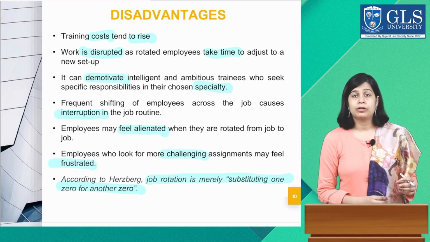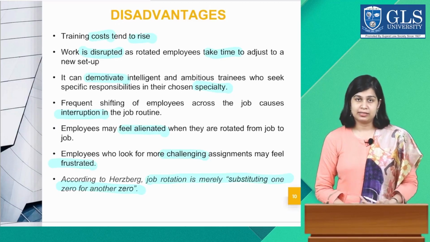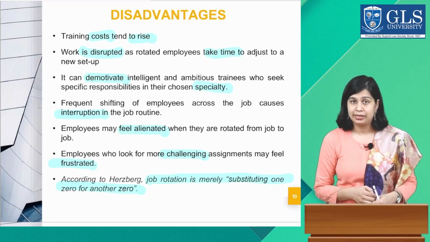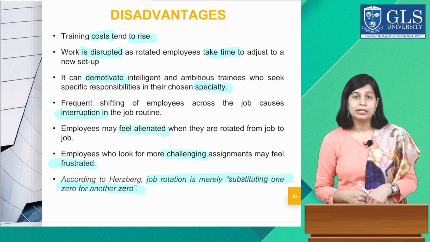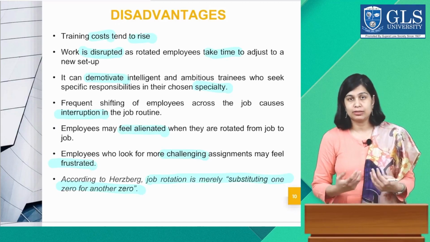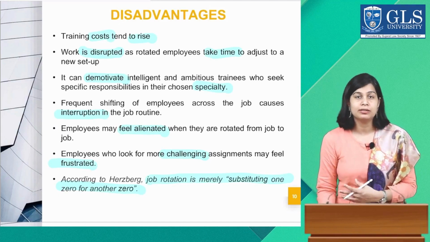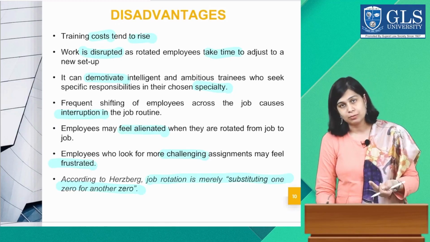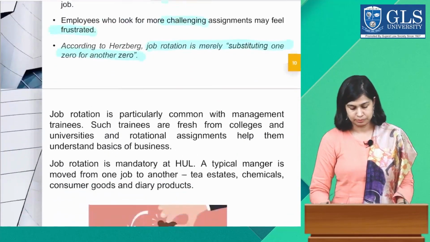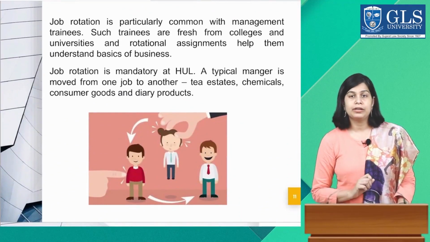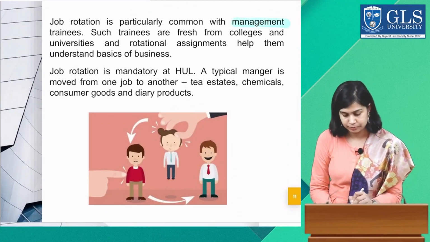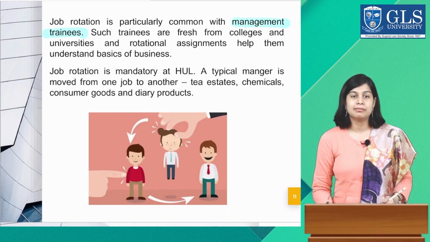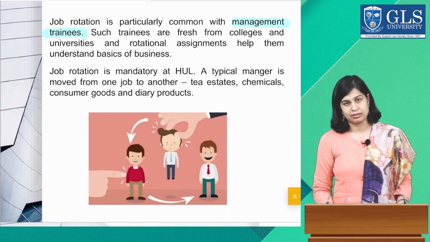Though this particular rotation method has its own advantages and disadvantages, when it comes to training of frontline officers, training operatives, training technicians, job rotation has to be done. There is no other option, because the employee needs to learn the various aspects of a job before he or she can learn to take important decisions pertaining to the nature of the job. So job rotation is particularly common with management trainees. Such trainees are fresh from colleges and universities, and rotational assignments help them understand the basics of business.